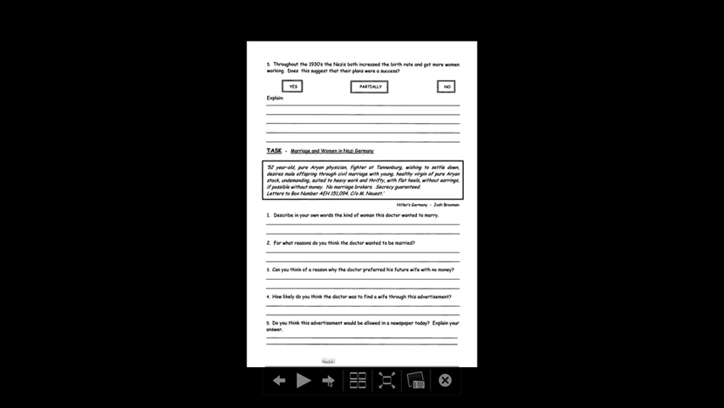Throughout the 1930s, the Nazis both increased the birth rate and got more women working. Does this suggest that their plans were a success? So interpreting everything that we've seen about their policies towards women, yes, partially, or no, with an explanation. And finally, insight into what the role of women in Nazi Germany was meant to be.